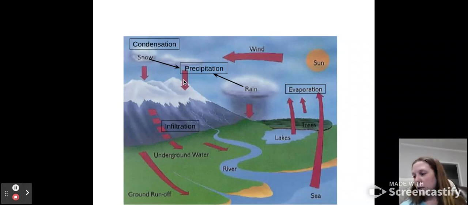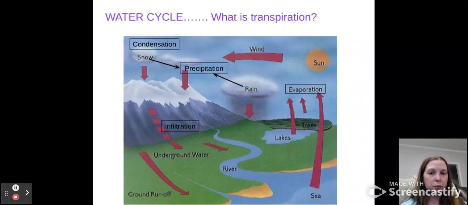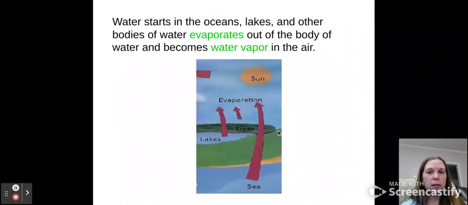It could come down as precipitation depending on the temperature. We also have rain that will build up and release back to the earth. As the snow melts or the water runs down, it becomes infiltration and then becomes runoff and groundwater. So transpiration is evaporation from plants.